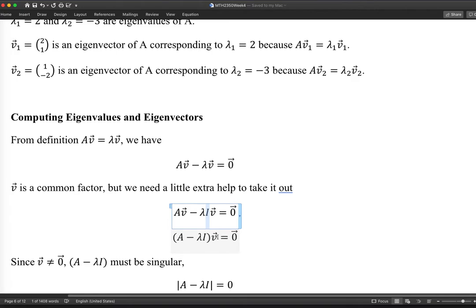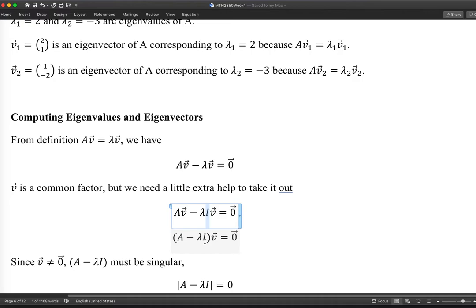Basically, we are solving a system. We are solving for v from the system. But the v is non-zero. Okay, v is not zero, which means the matrix over here, A minus lambda I, the coefficient matrix, it must be singular.